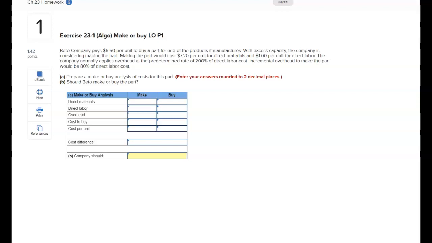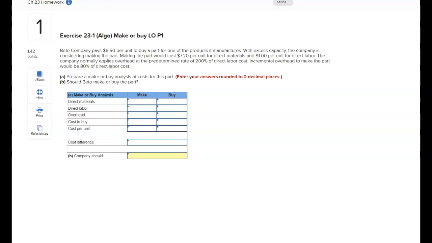So let's go over the chapter 23 homework problems. The first problem is a make or buy problem, and you can see an example of this on page 366 to 367 in our textbook. It's pretty straightforward. We're dropping in the numbers and comparing, and obviously you'll choose the option that is the lower cost.